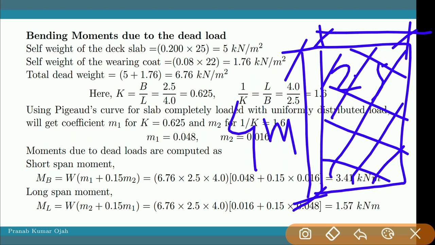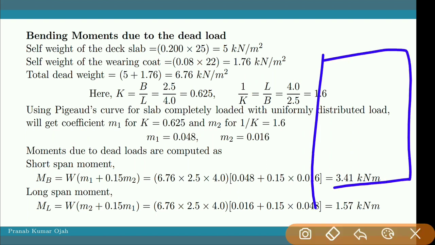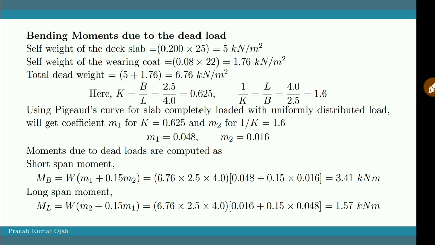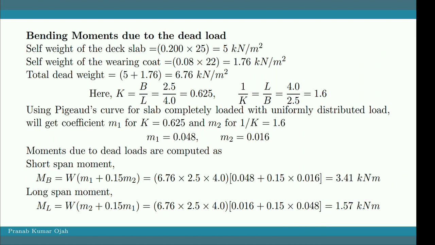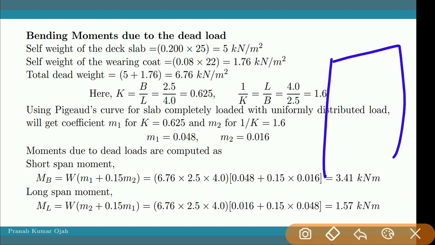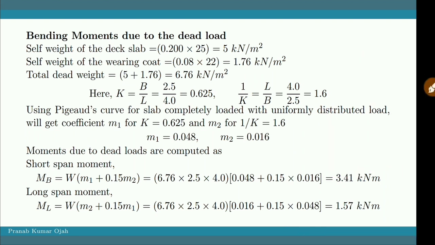So that's why the Pigeaud's curve we are going to use in this case will be different from the other three cases. In the other cases, what happened? We have this slab panel and the load was applied at some particular area, either for this particular area or at some particular position. In this way, the loads were applied in the previous cases. But in this case, the load is uniformly distributed throughout the whole panel. That's why the Pigeaud's curve will be different.